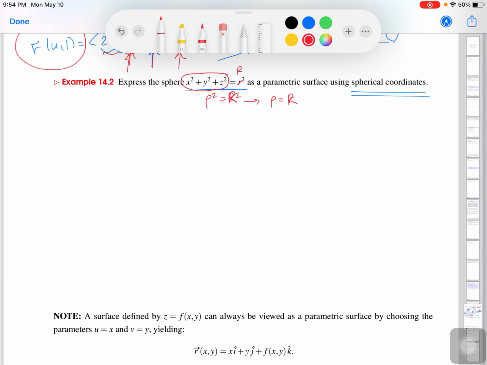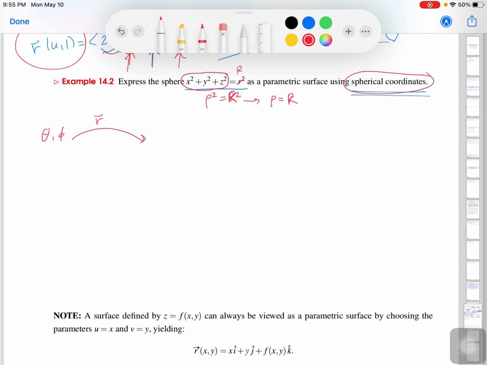So if I want to parametrize this surface now, I am looking for parameters, u and v. And because I'm asked to use spherical coordinates, my parameters u and v I can take to be theta and phi. I don't need the rho because rho is constant. So rho is not going to be changing. So I'm going to take as my parameters theta and phi.